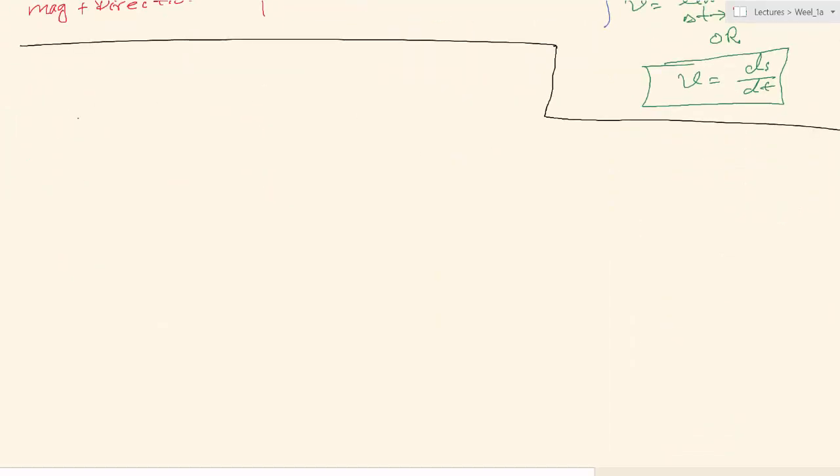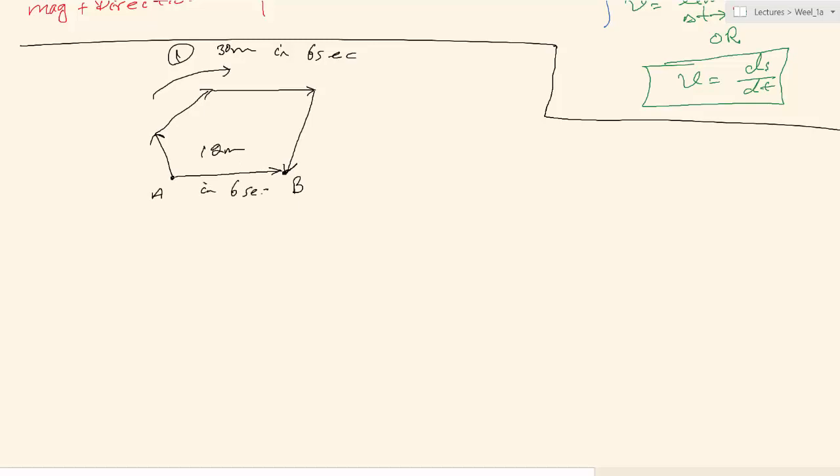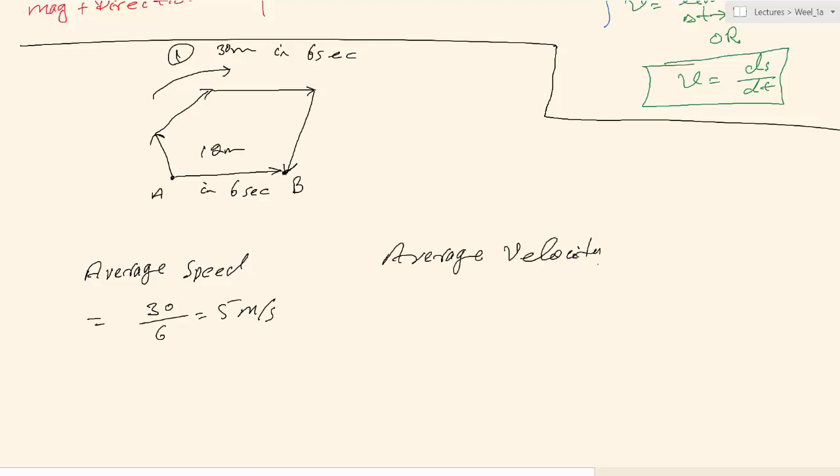Let me demonstrate the difference between average speed and average velocity. If a particle randomly moves from point A to point B following path 1 with a total distance of 30 meters in 6 seconds, and then follows path 2 of 12 meters in 6 seconds. So in this case, the average speed is 30 meters divided by 6 seconds, or 5 meters per second. And the average velocity is 12 meters divided by 6 seconds, or 2 meters per second.